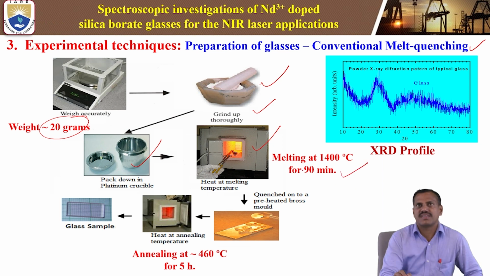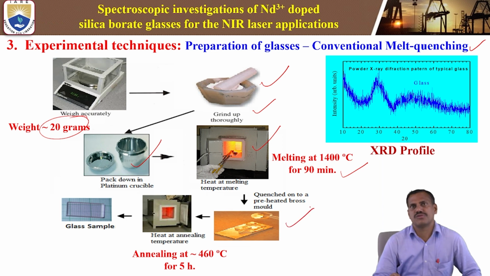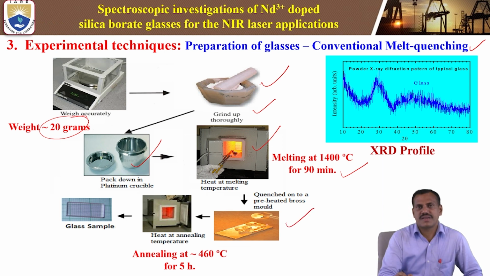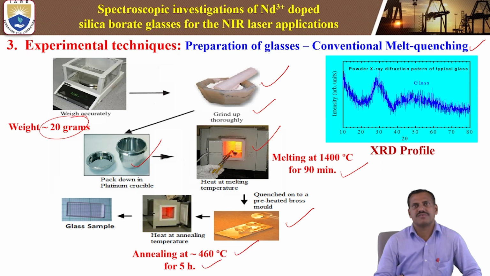After melting the glass composition, we need to pour the melted chemical composition into the preheated brass mold. Then it is kept at the annealing temperature of 460 degrees centigrade for a duration of 5 hours. So we keep it in the annealing furnace at 460 degrees centigrade for 5 hours.